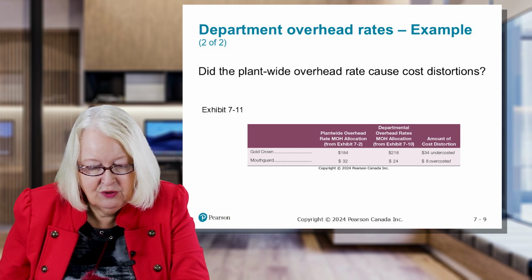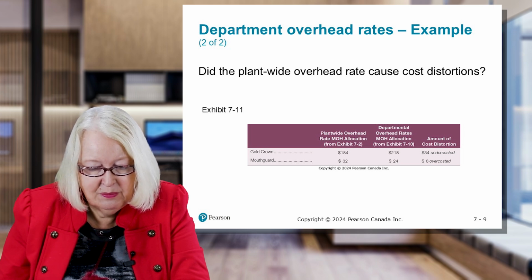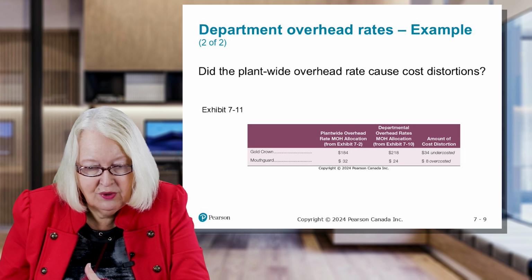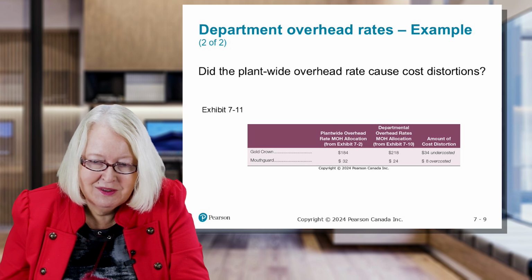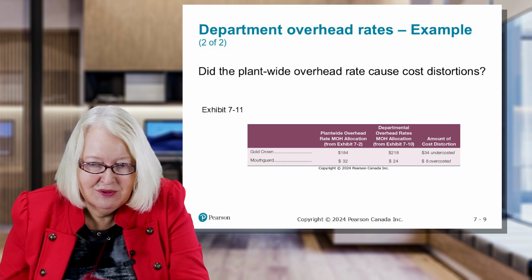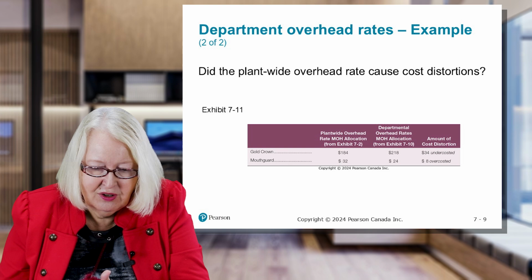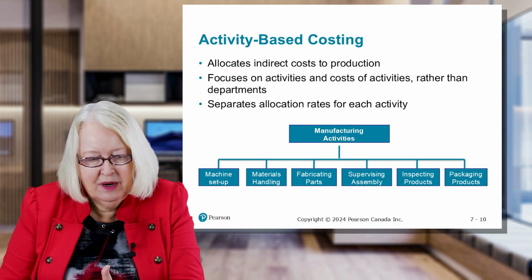And on the flip side, when you look at the mouth guard, the plant-wide predetermined overhead rate was $32, and when you use your departmental allocation, it was only $24. So the mouth guard was actually overcosted because you were assigning both fabrication and casting to both products, but both products weren't using that. Only the gold crown was using the casting and the fabrication. So that's why in this particular example, this gives you a better picture of the cost of each of these products.